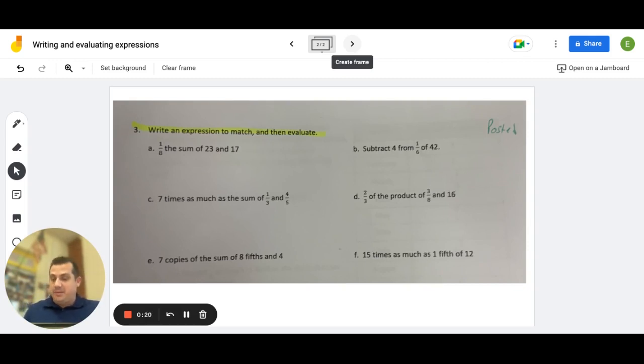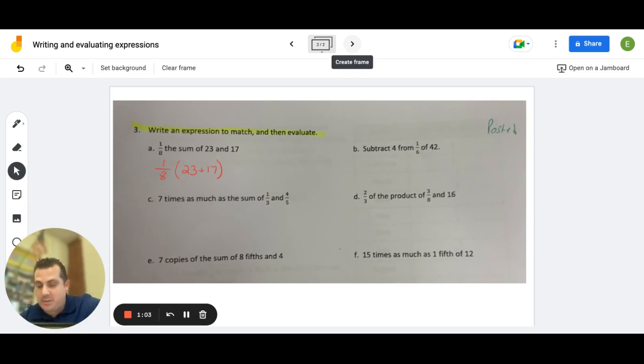So we have here A, 1/8 the sum of 23 and 17. So if we're doing, get the pen, here we go. So 1/8 the sum of 23 and 17. Let's go red. So that's 1/8 the sum. So I have to do 1/8 of 23 plus 17. Okay, because it's 1/8 of or 1/8 times the sum of 23 and 17.